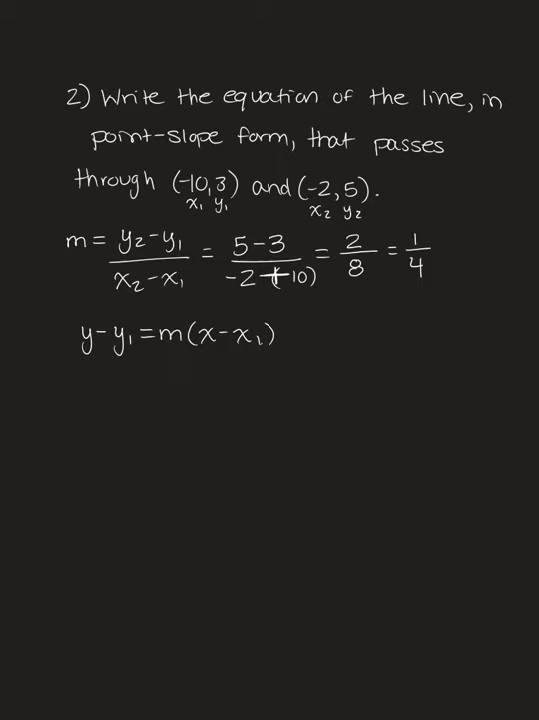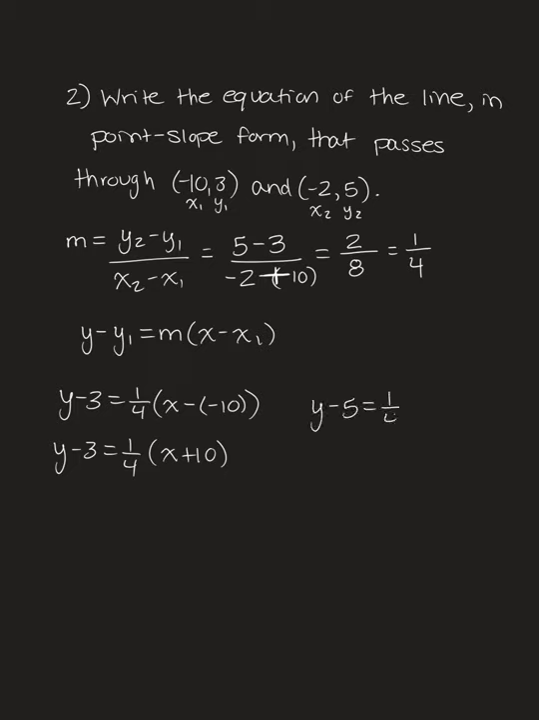So your 2 equations that are possible here is y minus 3 is equal to 1/4 times x minus -10, and we can clean that up to be x plus 10. Or our second equation can be y minus 5 is equal to 1/4 times x minus -2, and again we can clean that one up to be x plus 2. Again, in the Google form, write one of these 2 equations without any spaces.